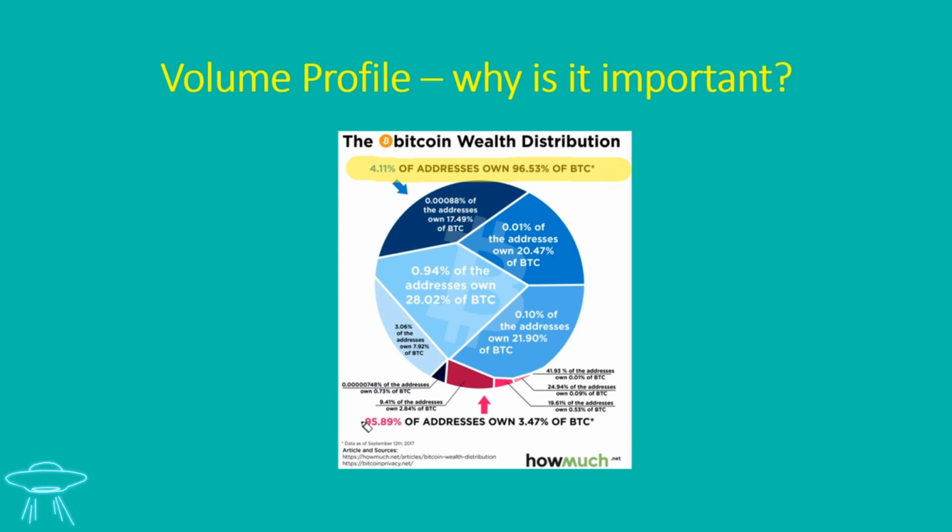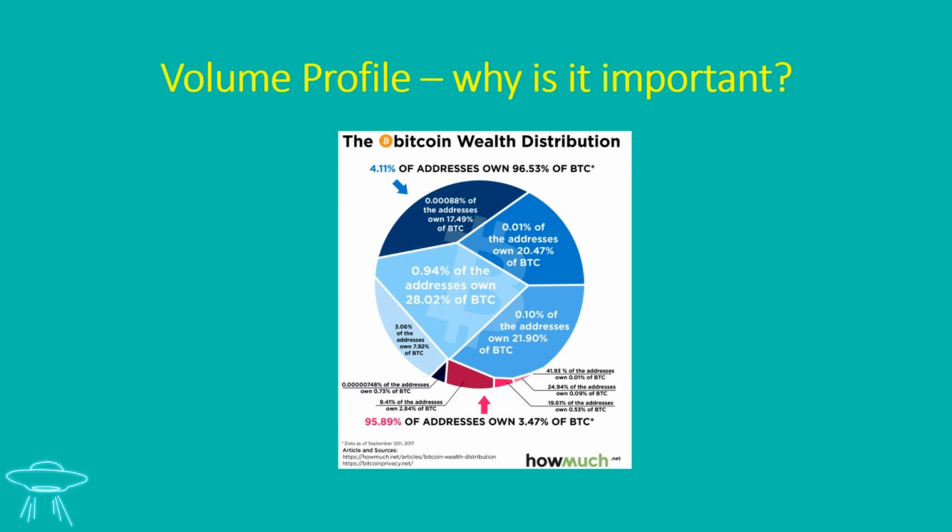On the other hand, almost 96% of addresses own 3.47% of Bitcoin. What this means is basically the same thing as in the previous picture. The majority of people own only a small piece of all the asset, and a very small percentage of people or companies, whatever, own the absolute majority of the asset, in this case 96%. So while the institutions move and manipulate the price, they manipulate the game.